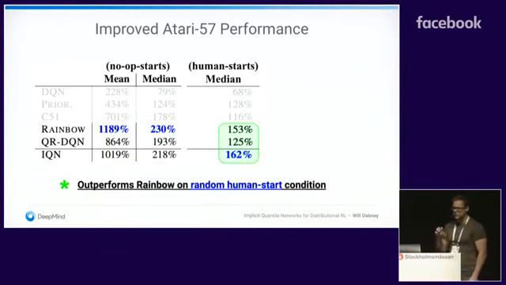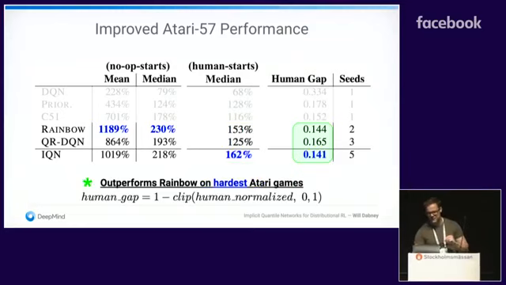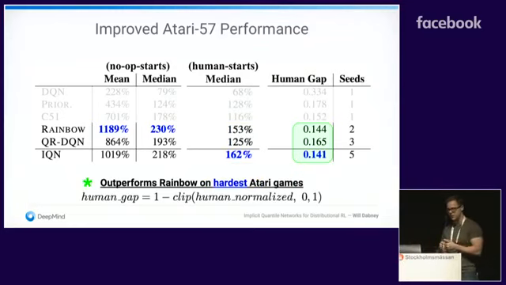Next, we looked at the human start condition, which is where you evaluate based on trajectories that started off from a human play. And this is a bit outside of your usual training regime. And here we see an interesting reversal of performance. Now IQN significantly outperforms Rainbow. And finally, we go back to the no-op starts condition, and we look at the hardest games in Atari, the ones where the algorithm is still below human level performance. And here, IQN outperforms Rainbow.